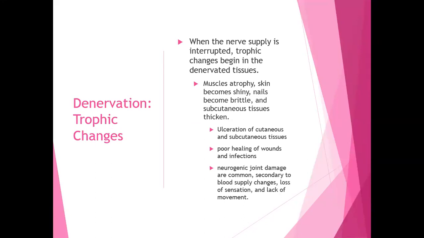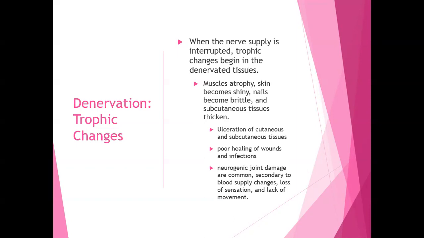So when a nerve supply is interrupted, trophic changes begin in the denervated tissues. By trophic changes, we mean changes in the skin and connective tissue in the area. So the damaged nerve is not providing nutritional factors to the target tissues, and we're not getting any electrical potentials. So we see changes in the soft tissue and connective tissue in the area.